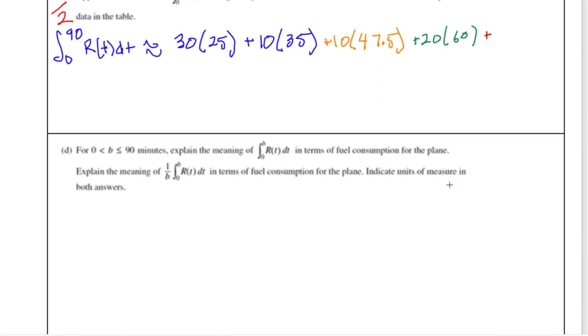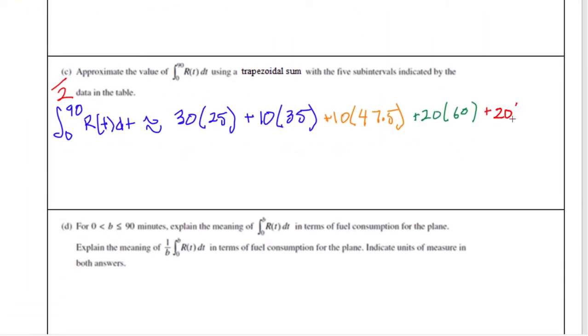So 20 times 67.5 plus 20 times 67.5. Now we need to do a lot of mental math to find this out. Do you guys want to do the mental math, or should we just get to the answer and move on? Get to the answer, move on. I also agree. If I add all those up, I should have gotten 4,125.